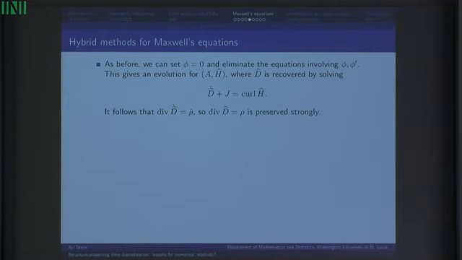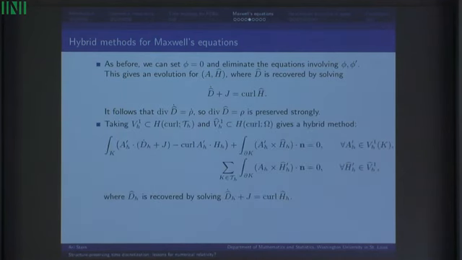And it follows that, via this domain decomposed variational formulation, we can see charge conservation arising in that way. We can take finite element subspaces, apply them to that formulation, and get this hybrid method.